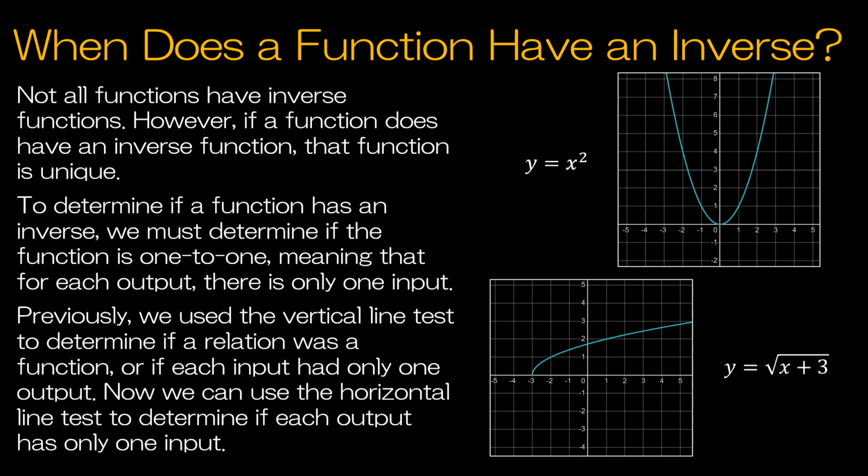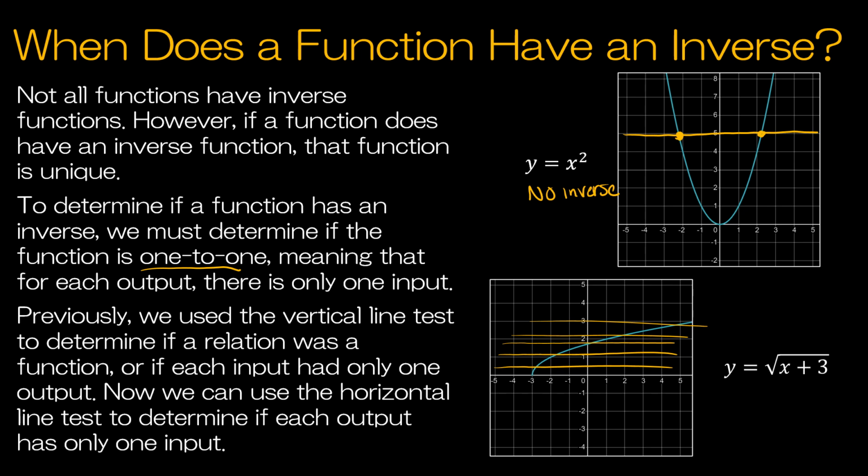The working definition of one-to-one is that for each output there's only one input. So for every y there's only one x, and we can determine that using the horizontal line test. We used the vertical line test to determine if a relation was a function, but the horizontal line test says if you touch more than one point, there is no inverse. So the function y equals x squared has no inverse, but for this function, I can draw as many horizontal lines as I want, and I'm only ever going to touch one point on the graph.